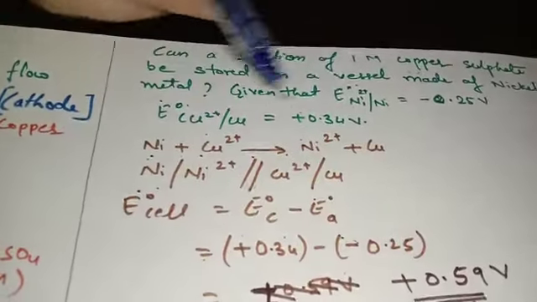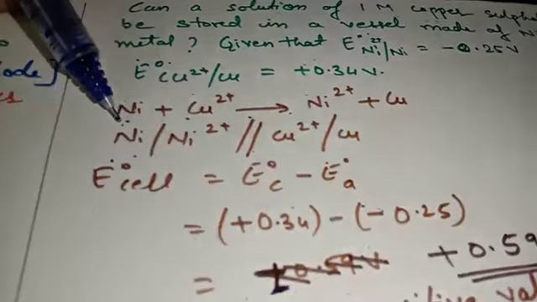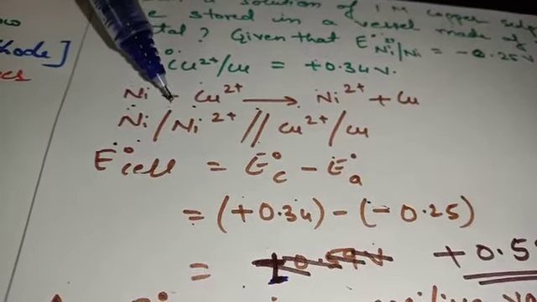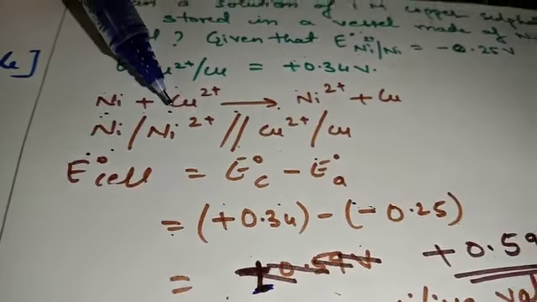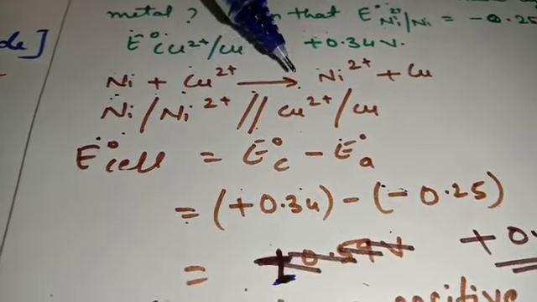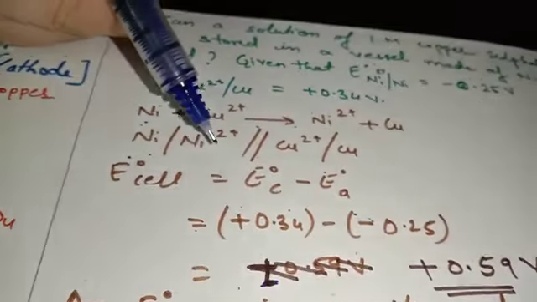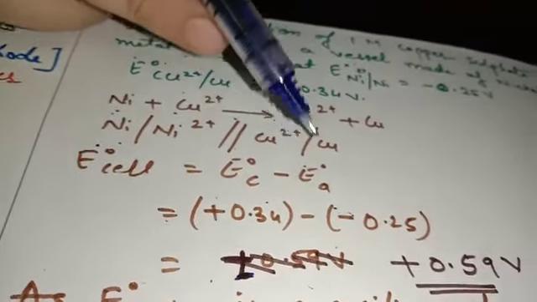So, copper ions will gain electrons and get converted to copper. Here we are going to write down the cell representation, that is Ni/NiSO4, or we can write it down as Ni2+ ion, double slash, again salt bridge, copper ion/copper. To calculate E naught cell, it comes to be E naught cathode minus E naught anode.